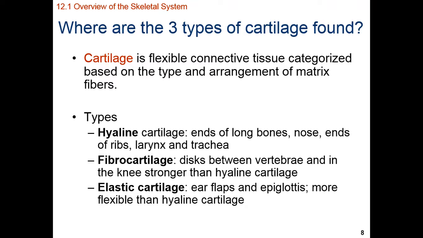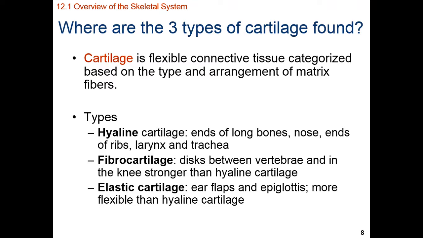Fibrocartilage can be thought of as a shock absorber. The fibrocartilage will form our intervertebral discs, or the discs between our vertebrae, and will also be present in the knee. Your lateral and medial menisci, or the menisci of your knee, are fibrocartilage shock absorbers that are much stronger than the hyaline cartilage present in the knee and aid to reduce compression in the knee.